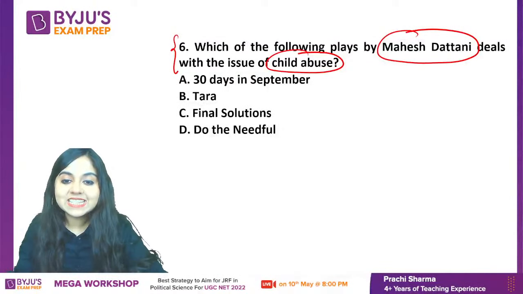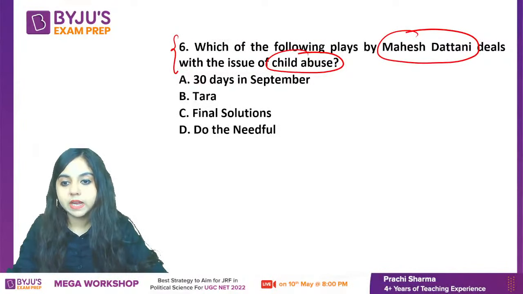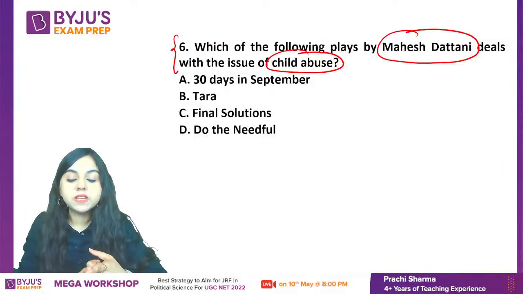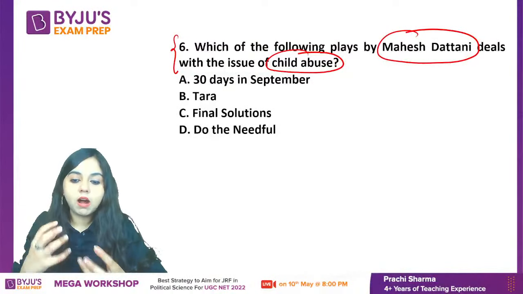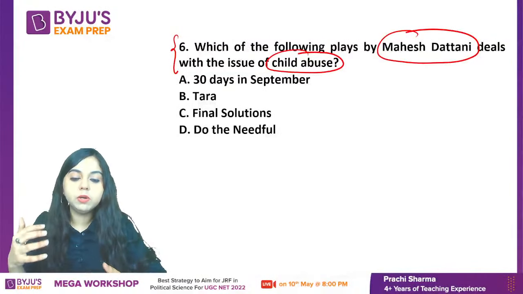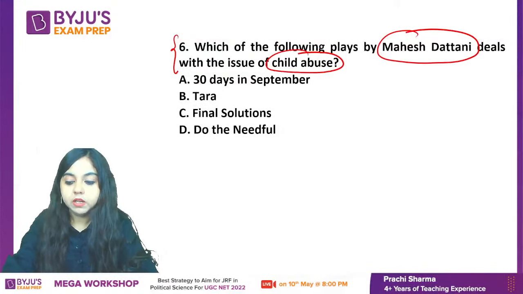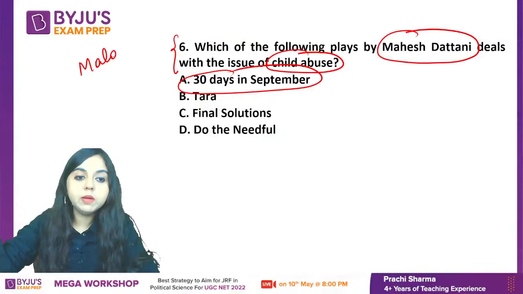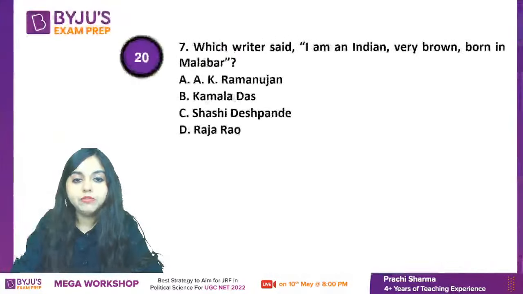Yes, that's absolutely right. See, all these writers are important. Mahesh Dattani is, of course, an important writer as well for all of you. 30 Days in September is the right answer. It is a play that tells you about the social issue of child abuse. Mala's experience of being sexually exploited by her uncle leaves her psychologically scarred. She's not able to lead a normal life after that. So 30 Days in September is actually the play, and this is telling you about Mala's story, a very important social issue that is getting highlighted by Mahesh Dattani. Okay, moving on to the next question.